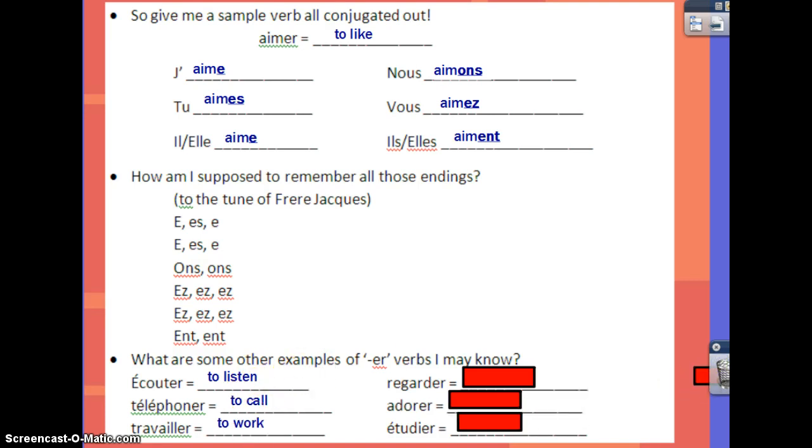We learned écouter, which is to listen, téléphoner, which is to call, travailler, which is not to travel, it's to work, regarder, which is to watch, adorer, which is to love, and étudier, which is to study. And you'll notice that they all end in an ER. And that's pretty much where our lesson ended before.